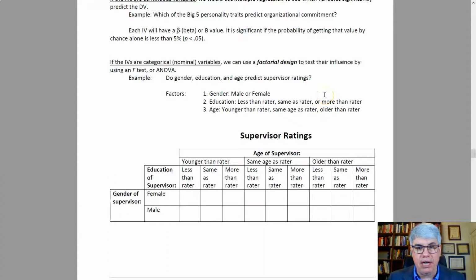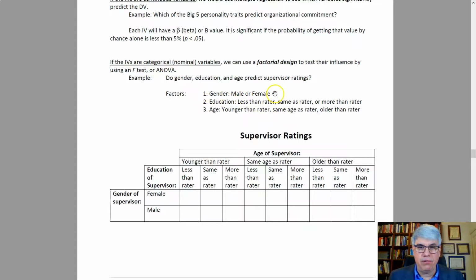And so we do male or female supervisors get rated differently? Does the education of the supervisor influence their ratings? Does the age of the supervisor relative to the rater influence the ratings? So we have 3 factors relating to the supervisor.